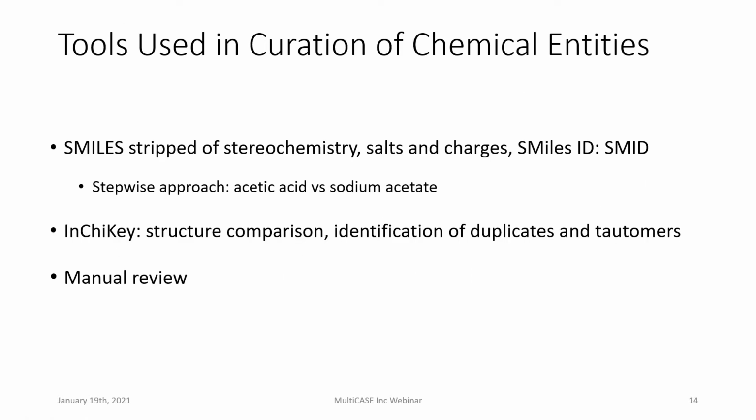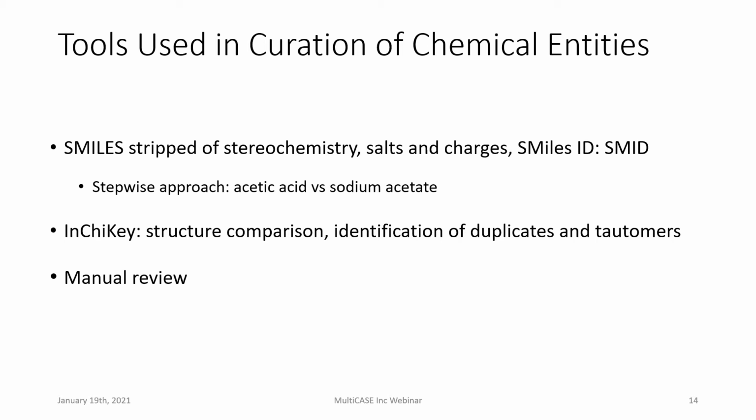We don't use many tools in curation of chemical entities. What we use is a kind of homemade tool. We take a SMILES code and strip it of all stereochemistry, salts and charges. We call it SMID, like SMILES-based ID. It is helpful to decide when we are dealing with a group of chemicals which have the same origin, because SMID essentially will leave you a skeleton of the molecule. In the case of acetic acid versus sodium acetate, the SMID or skeleton will be the same.